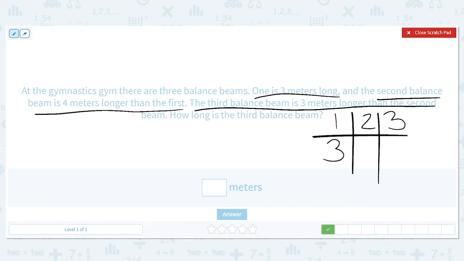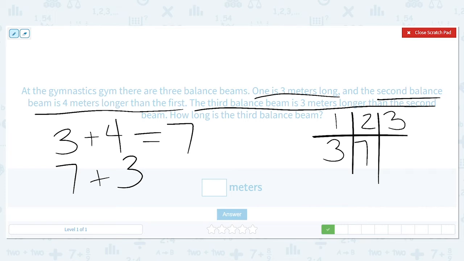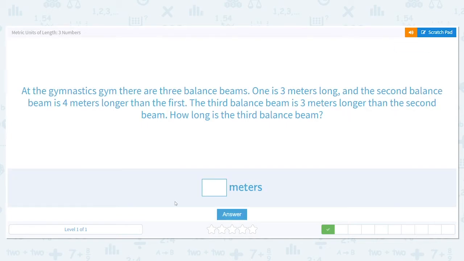The second balance beam is 4 meters longer than the first. So our first beam is 3 meters. And if it's longer, that means we're adding. So how long is the second beam? It's 7 meters. The third beam is 3 meters longer than the second beam. How long was the second beam? 7 meters. And that third beam is 3 meters longer. So how long is that third beam? 10 meters. If you organize your information, it will make it easier for you to solve.